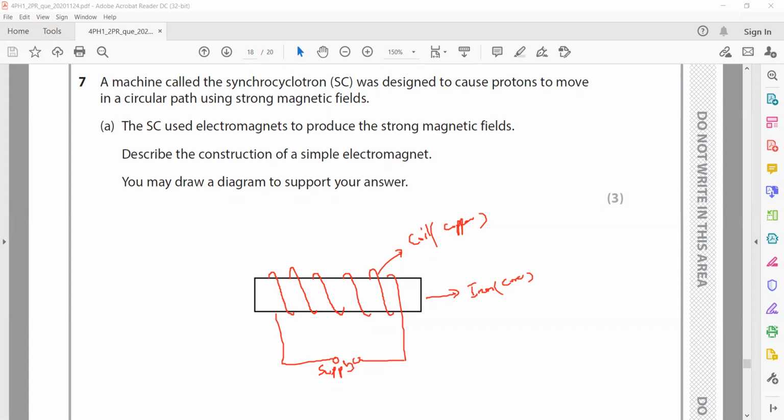So when there is a current in the coil, it produces a magnetic field which magnetizes this iron core, and it will behave like an electromagnet.